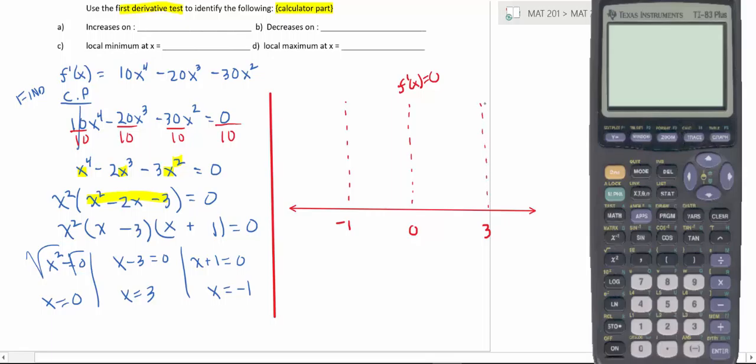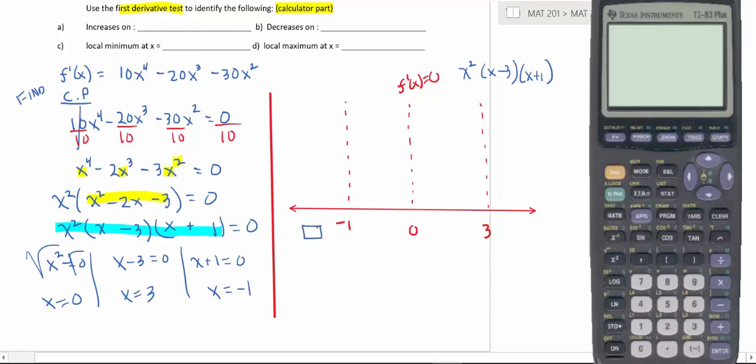The best way to analyze this derivative is to analyze the factored form. So we're going to look at this, and then you can use your calculator if you need to, but this is a problem that's designed so you don't really need a calculator too much. So we're going to look at x squared times x minus 3 times x plus 1. And we're going to use test points on this. Okay, so let's start here.